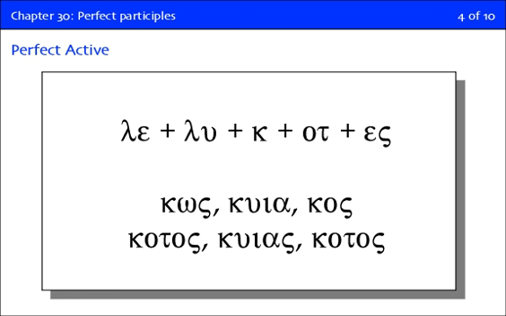How do you form the perfect active? You have reduplication. You have your perfect tense stem. You have your tense formative, which is the simple kappa. You have the participle morpheme, which is ot, omicron tau. And then you have the appropriate case endings. The 6 forms you're going to learn are kos, quia, kas, katas, quias, katas.